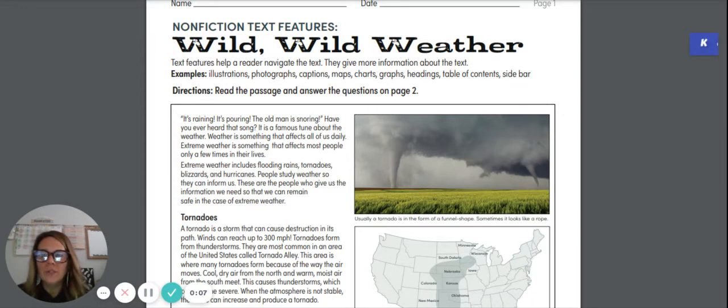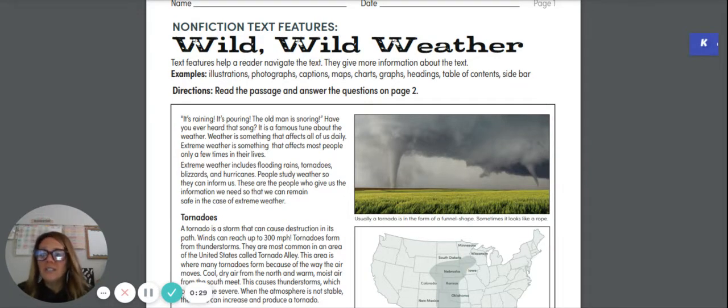Today we are going to continue with what we were talking about yesterday with text features. And if you can remember, I want you to stop and think, what is a feature? Stop and think about that. If somebody's around or your parents are around, tell them what you remember about a feature.